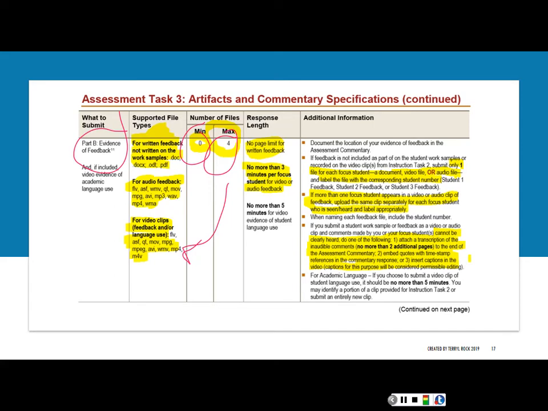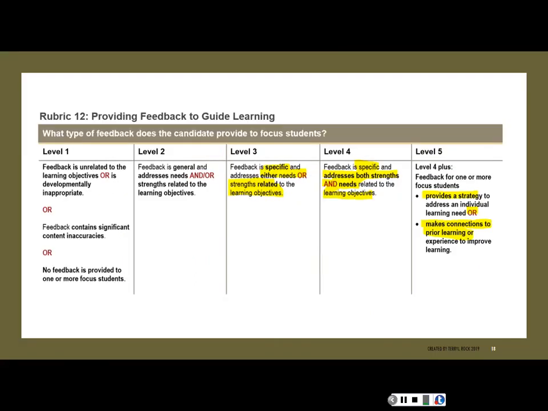If more than 1 focus student appears in the video or audio clip, then you upload that video twice, and then you label one student 1 and label the other one student 2. That way you still have the right number of video files. Again, if you cannot hear the feedback, then you can transcribe it and put it at the end of your assessment commentary or embed it in your prompt, that sort of thing.